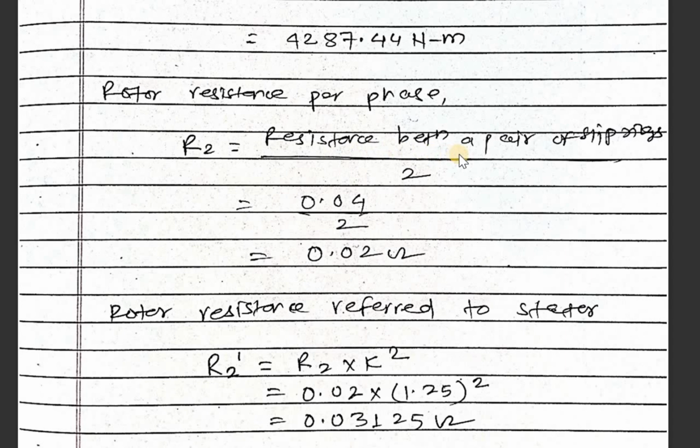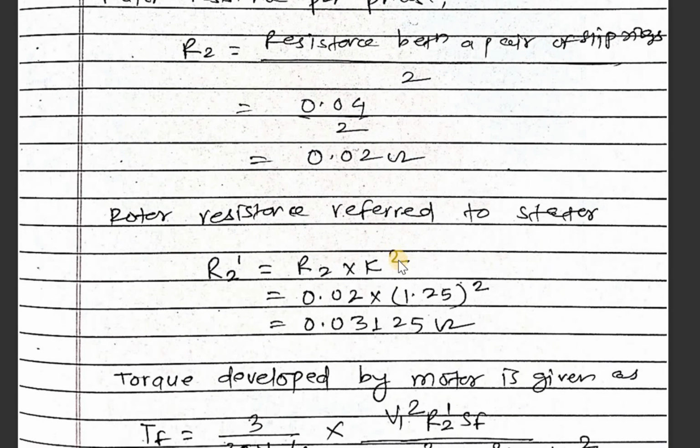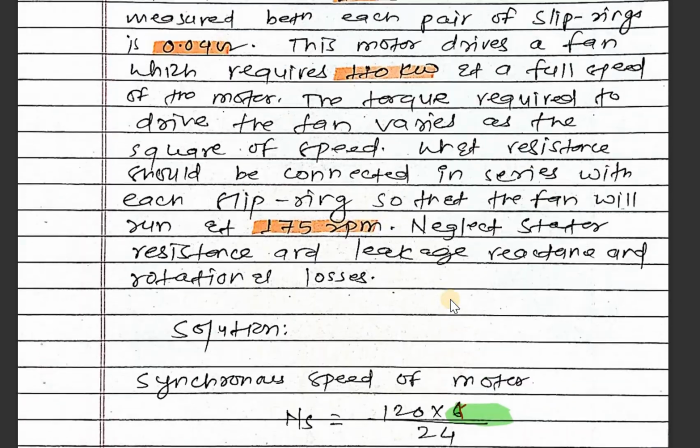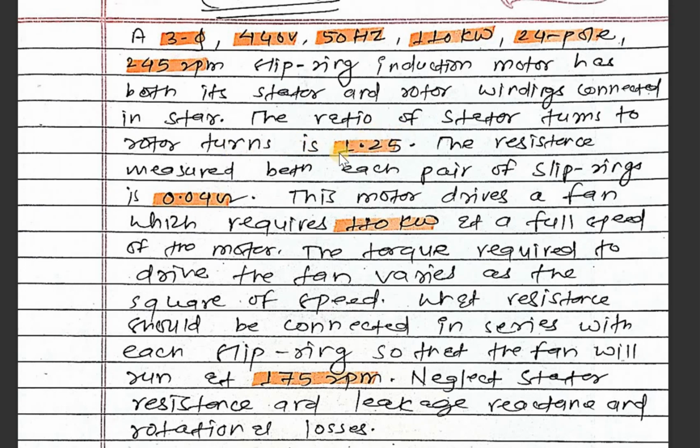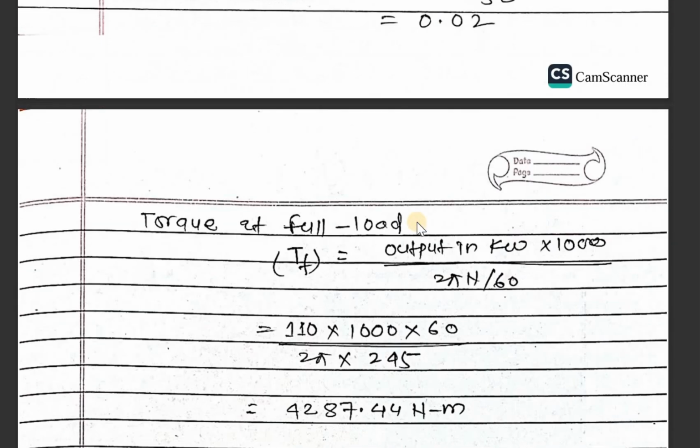And rotor resistance per phase R2 equals the resistance between the pair of slip rings upon 2. So 0.04 divided by 2, that is 0.02. And rotor resistance referred to stator R2 dash equals R2 into k square. So 0.02 into 1.25 whole square, where k is the turn ratio. Then we can get 0.03125.